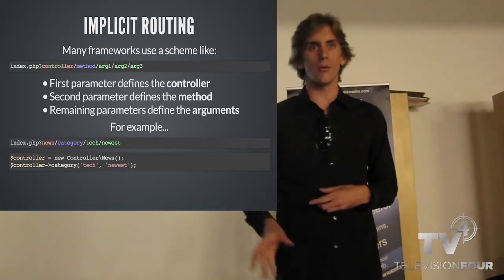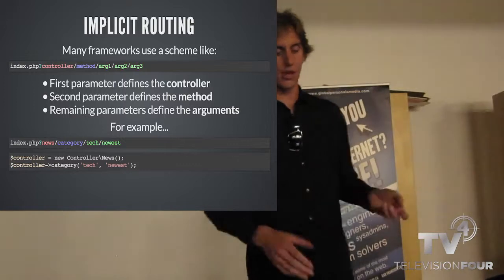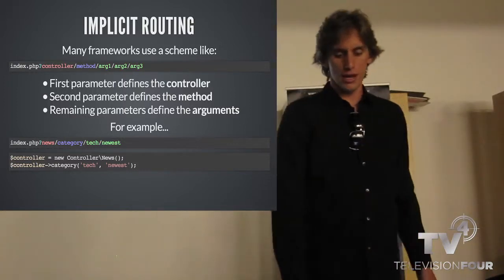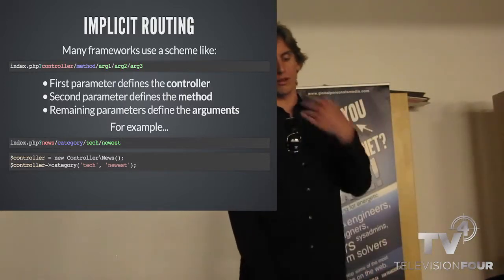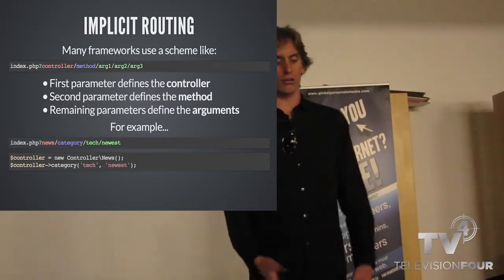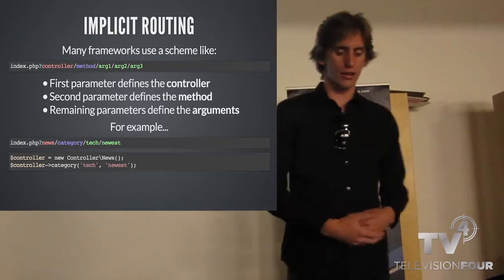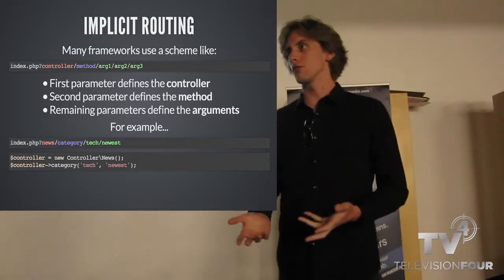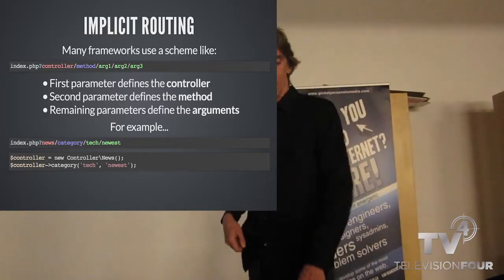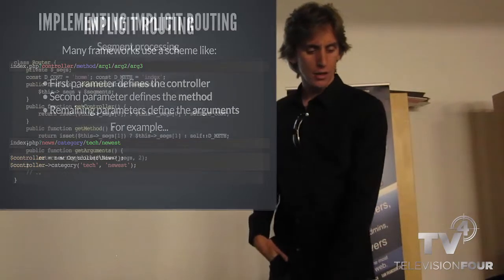You might transmute these in some way. You might have a different syntax for how you load them. But it was essentially this type of approach. And so, for example, you might end up with news category tech news, which calls the controller news with the category method and the parameters tech and news. Kind of a common way of doing implicit routing.